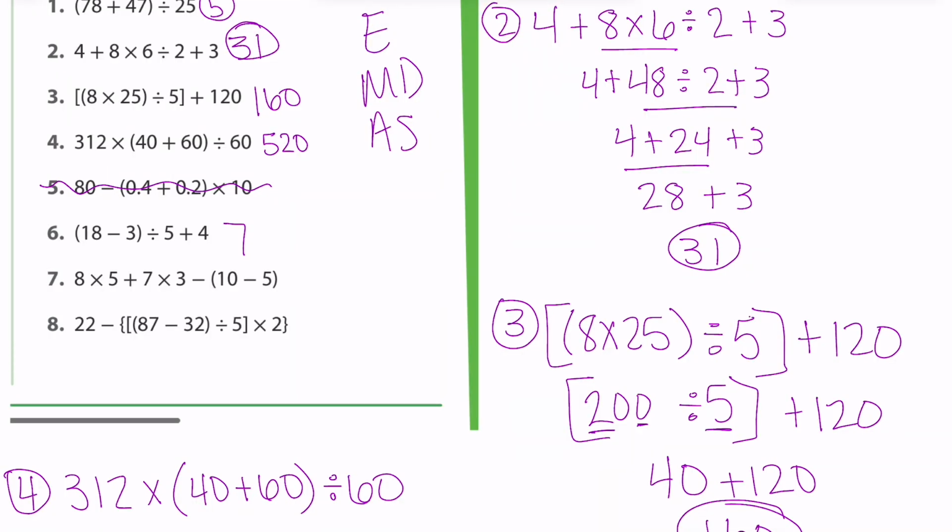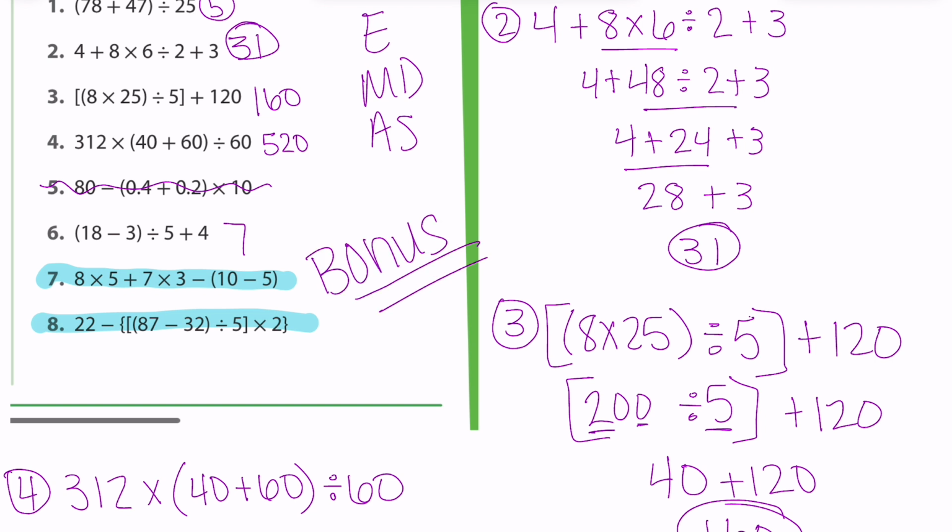All right, so let's highlight 7 and 8, or circle. You guys circle 7 and 8. And those are going to be your bonus questions. And then somewhere on the page, you also need to put parent signature, because you are going to get 5 points for doing the 2 questions and then 5 points for getting the signature.